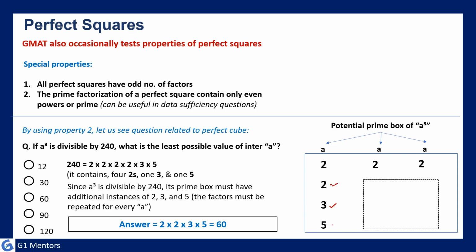The 3 is written here. The 5 is written here. So the 2 will come here, 3 will come here, 5 will come here. So the least value of A will be nothing but 2 into 2 into 3 into 5 is equal to 60. So the answer to this question is 60.